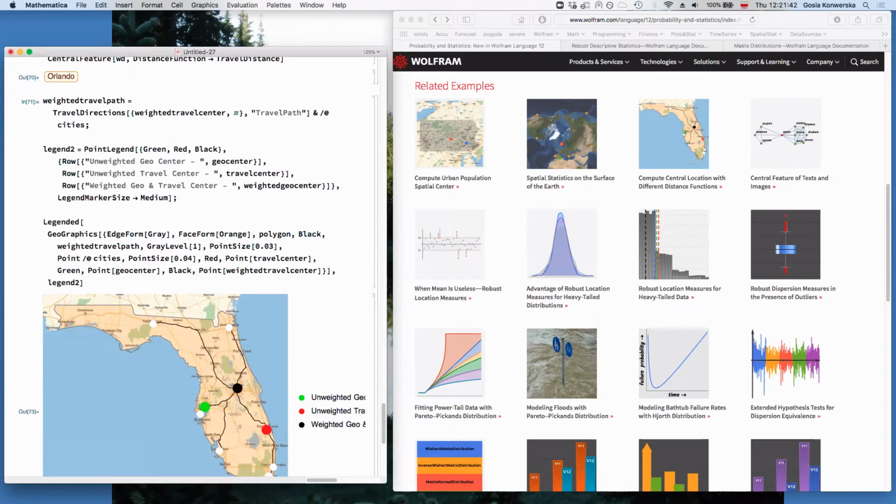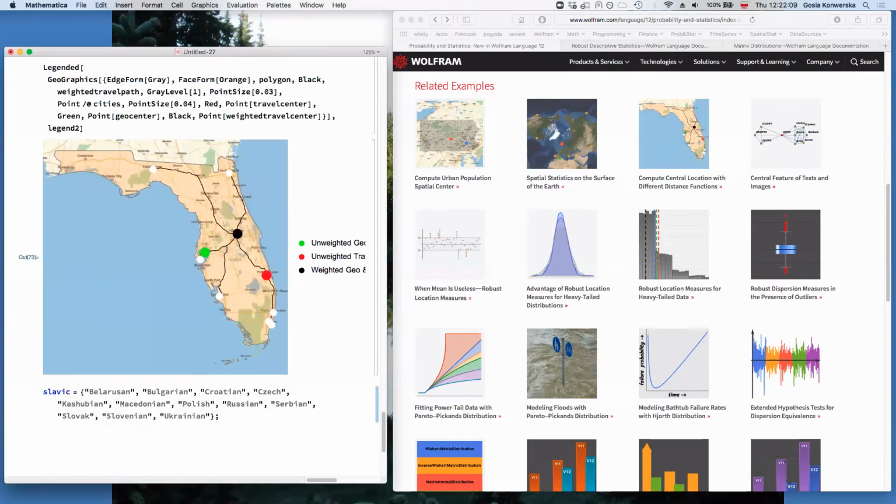I said before that central feature can be used for different inputs, not just numeric and geopositions. Because it chooses a point in the data set, it doesn't create anything new. So if the data set can be ordered, or we can define a distance function for our data set, then we can use a central feature. I want to look at an example of text.